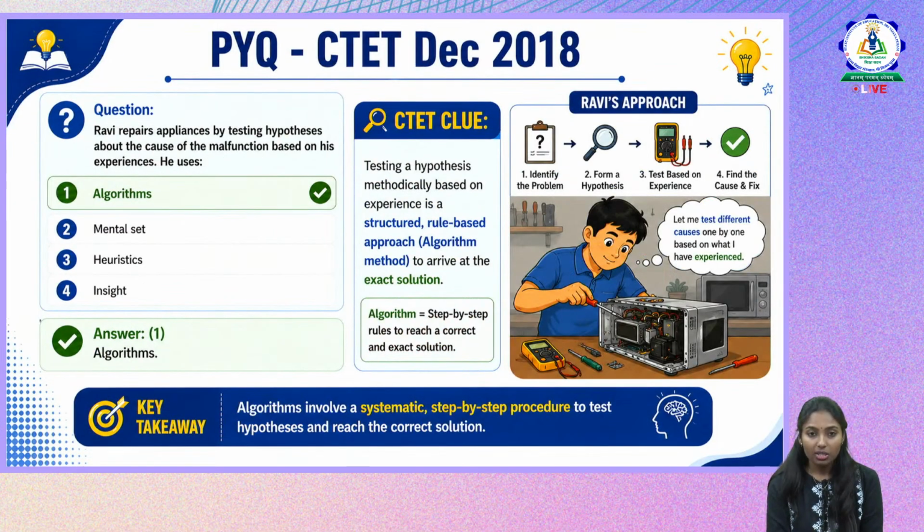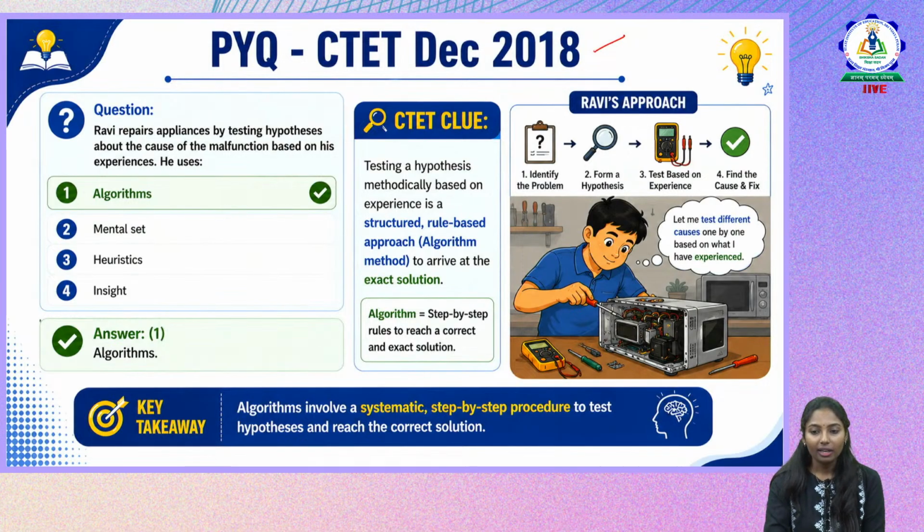So the next question here is from CTET December 2018. So here is a question here. It's a proper application level question, if you see, and they told us to find out what kind of problem solving method it is. So the question here is, Ravi repairs appliances by testing hypothesis about the cause of malfunction based on his experiences. So what kind of problem solving technique is he using?